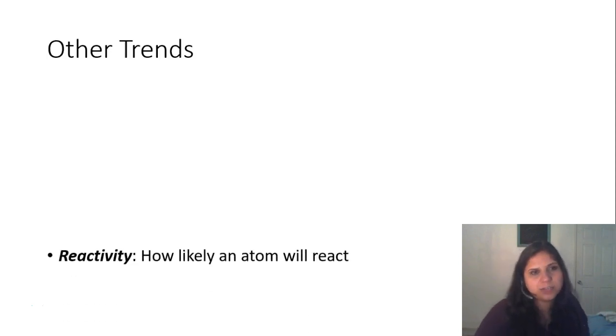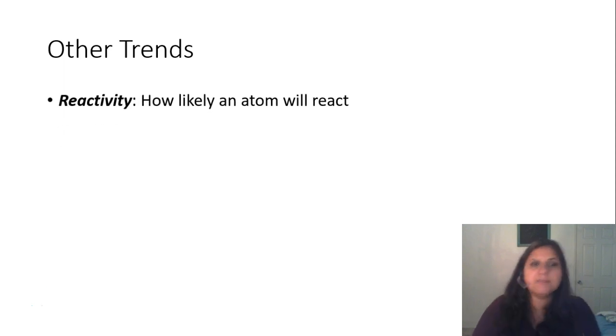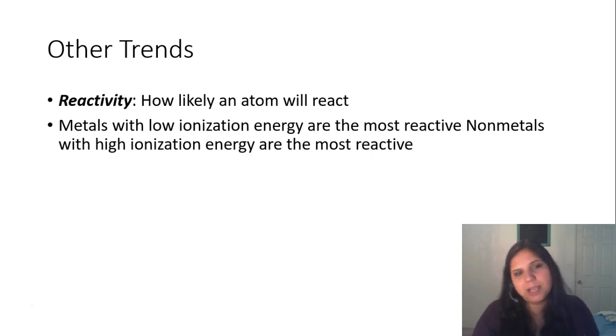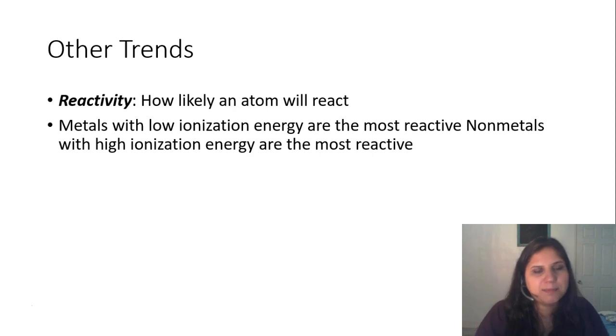There are a couple of other trends. One is reactivity. It's how likely an atom will react. Things that are on the most extremes of the periodic table tend to react more. All right, metals with low ionization energy are the most reactive. Nonmetals with high ionization energies are the most reactive.